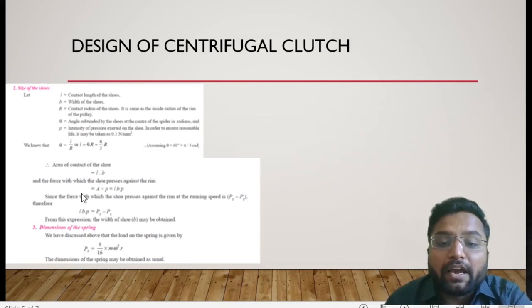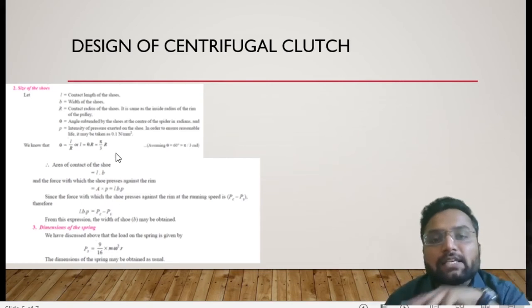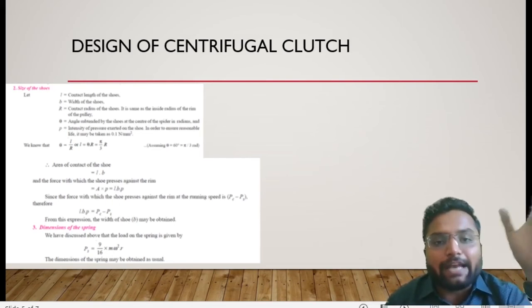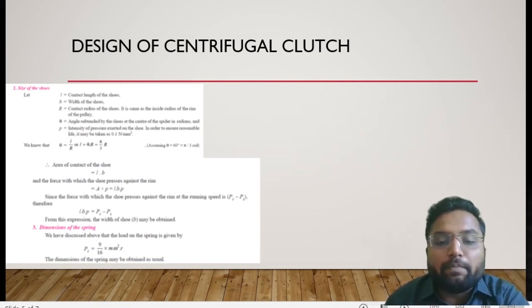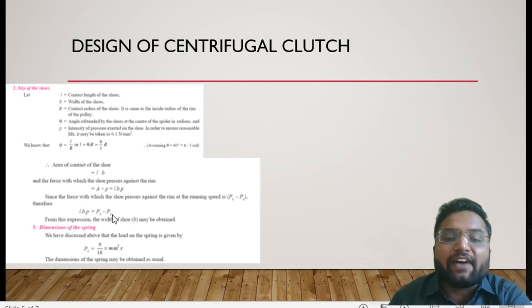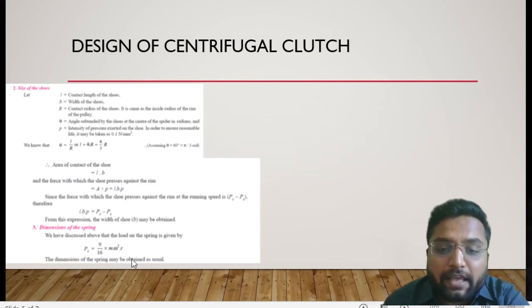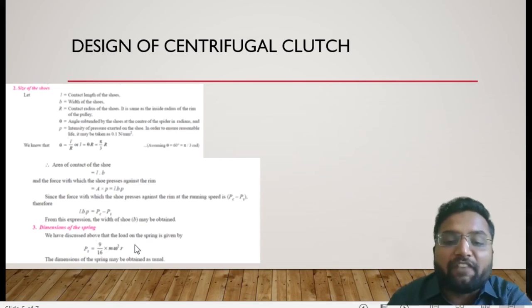The sufficient amount of force could be denoted by area into pressure. Clear? So ultimately that force is the resultant force generated due to the centrifugal force and spring force. So ultimately L into B into P is denoted by Pc minus Ps, which is nothing but our frictional force. From this equation we can easily find the dimension of our shoe, or you can say the area or size of our shoe. At the same time, the dimension of the spring can be found out.